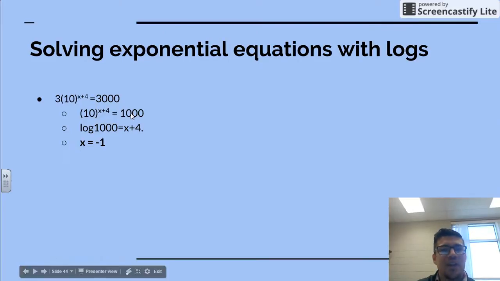All right. And yeah, you could change 1,000 to 10 to the third right here. Then you'd be setting 3 equal to x plus 4. And that's fine. Now, if you know your logarithms, you know how to change this expression into logarithmic. So it's log of 1,000 equals x plus 4. That means 3 equals x plus 4 and x equals negative 1.